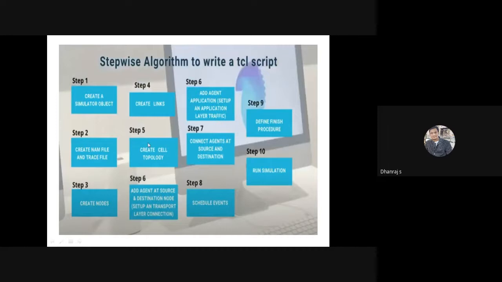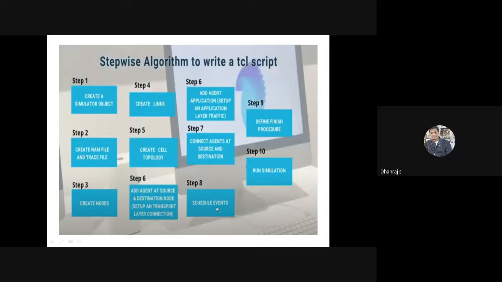Then the one extra step we have here is to create a cell topology. Why we need to create a cell topology here, I'll tell while explaining the program. So we create a cell topology, then add the agent to the source and the destination, and then set up the transport layer connection at step number 6. At step number 7, add the agent application. Then step number 8, connect the agent at the source and the destination.